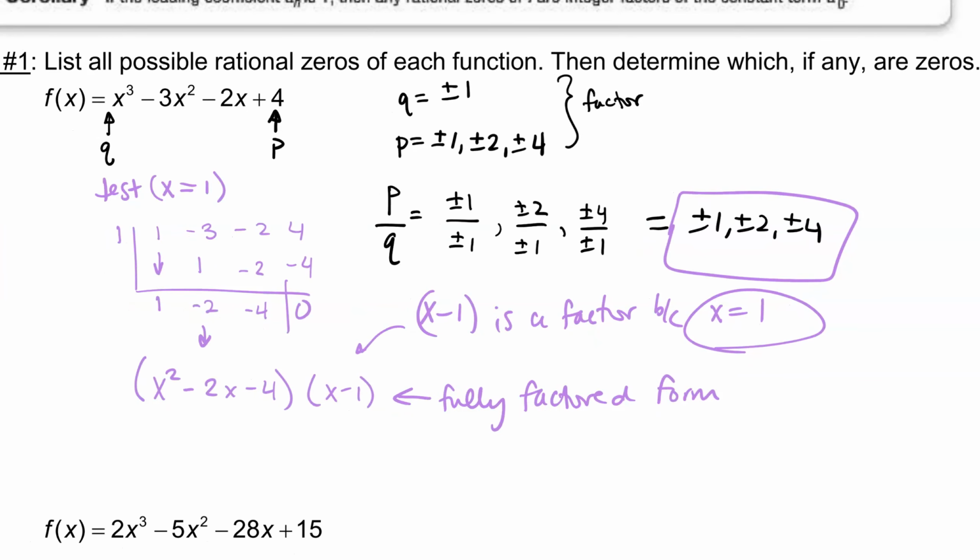So you don't have to test anymore? Nope. Since x equals 0 went evenly, I reduced it, right? I already took out that factor. And what I found, x squared minus 2x minus 4, we have to use the quadratic equation for that. So it's not going to be a whole number. It's not going to be the rest of them. So these are all the possible ones.